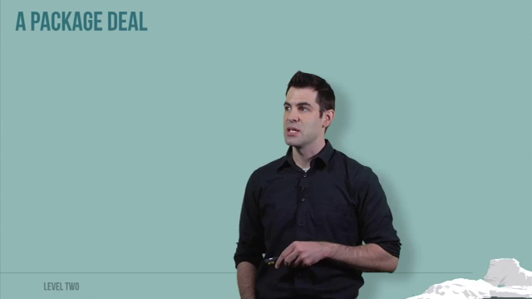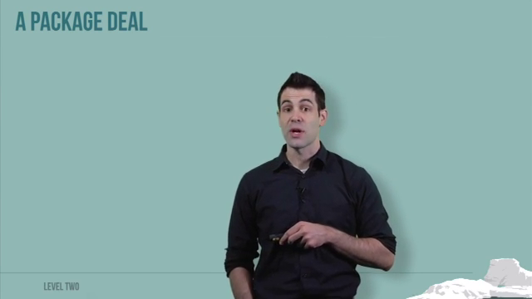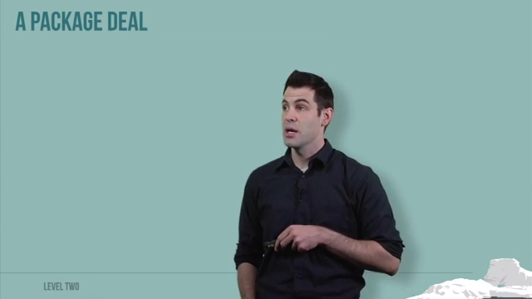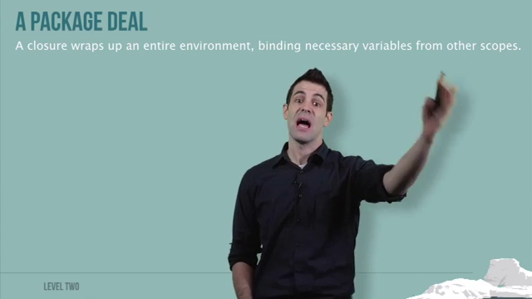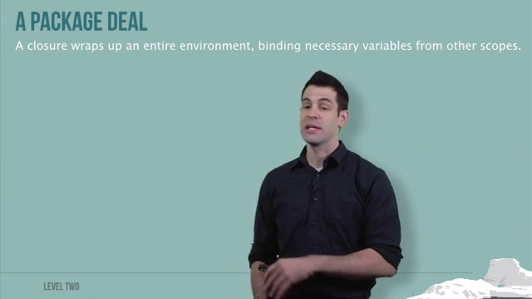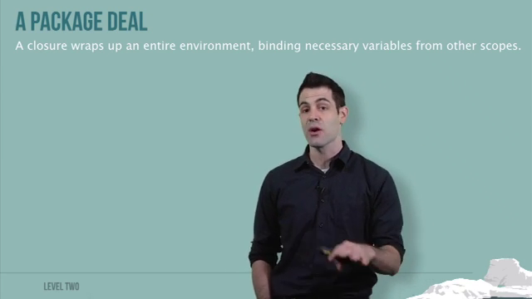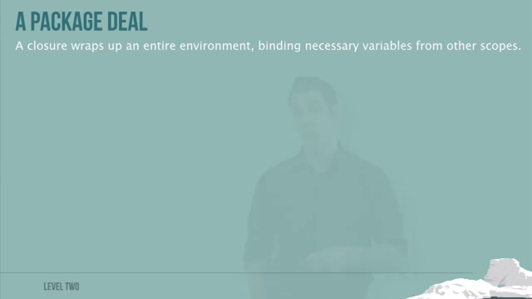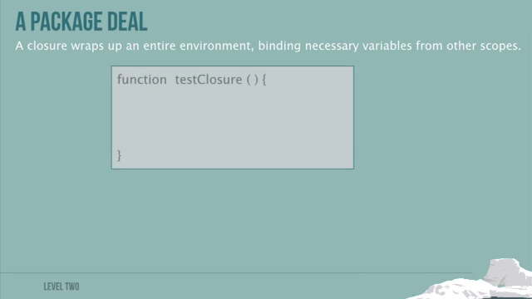So to illustrate this a little better, let's look at a very small example of a closure. A closure will wrap up the entire local environment, complete with all of the necessary variables that came from an external scope. Here we have a function called testClosure, and in it I've just established a variable called x and assigned the value 4 to it. And then I'll return x from this function, a very simple function.